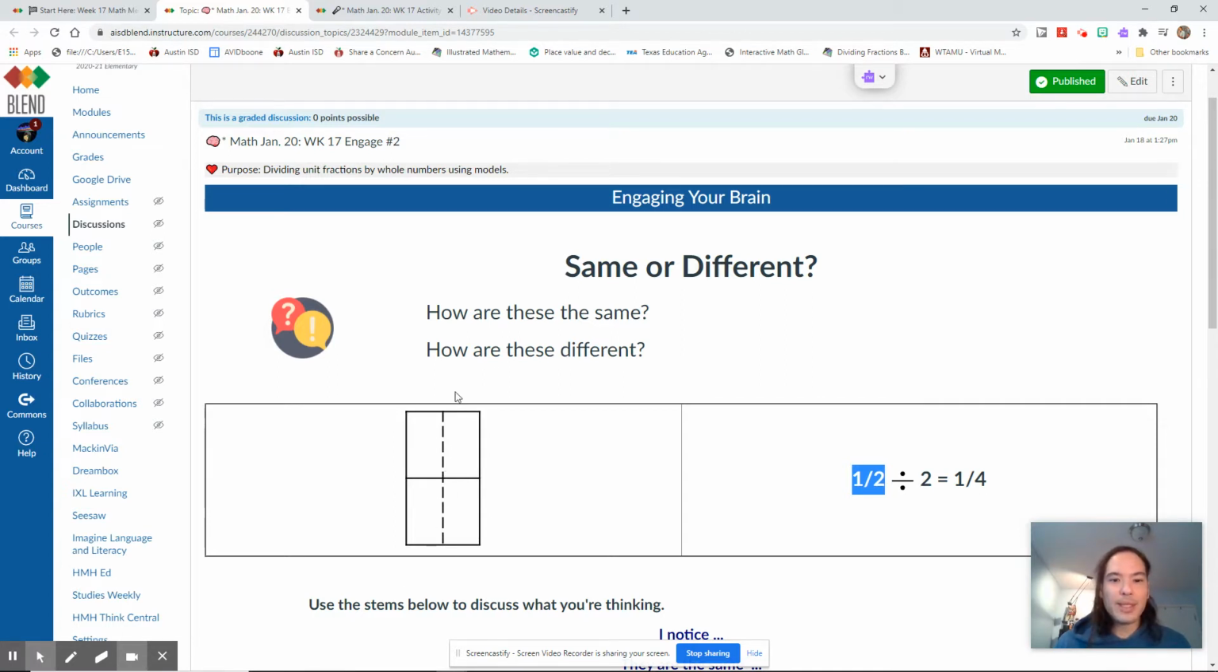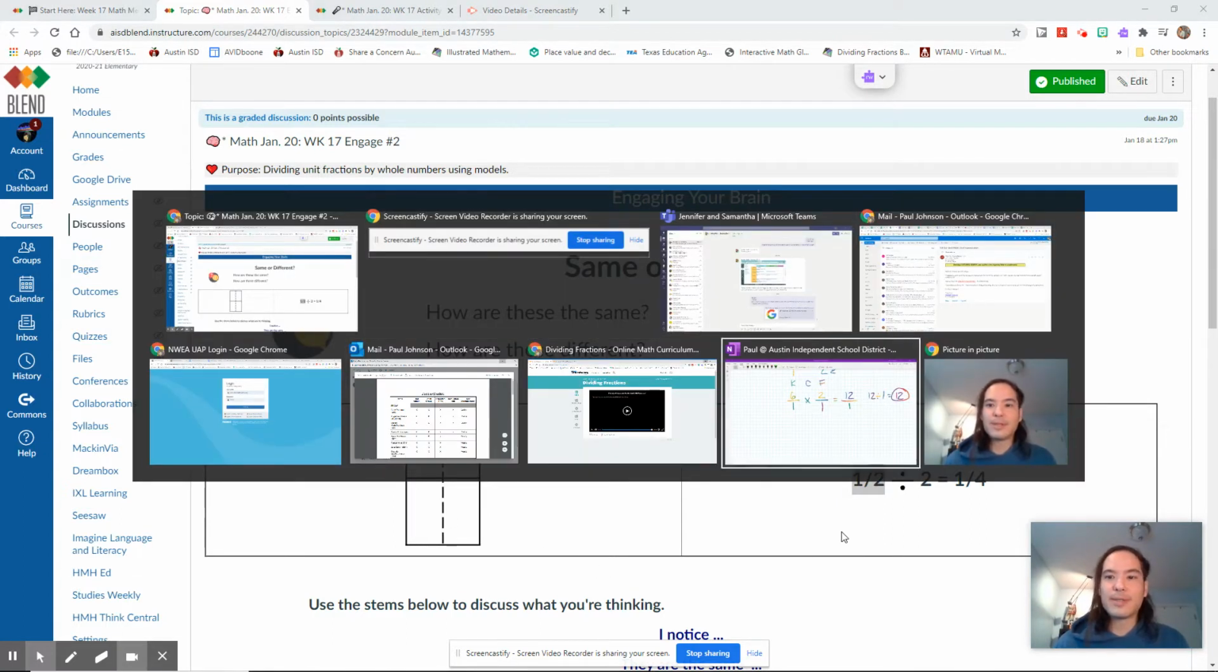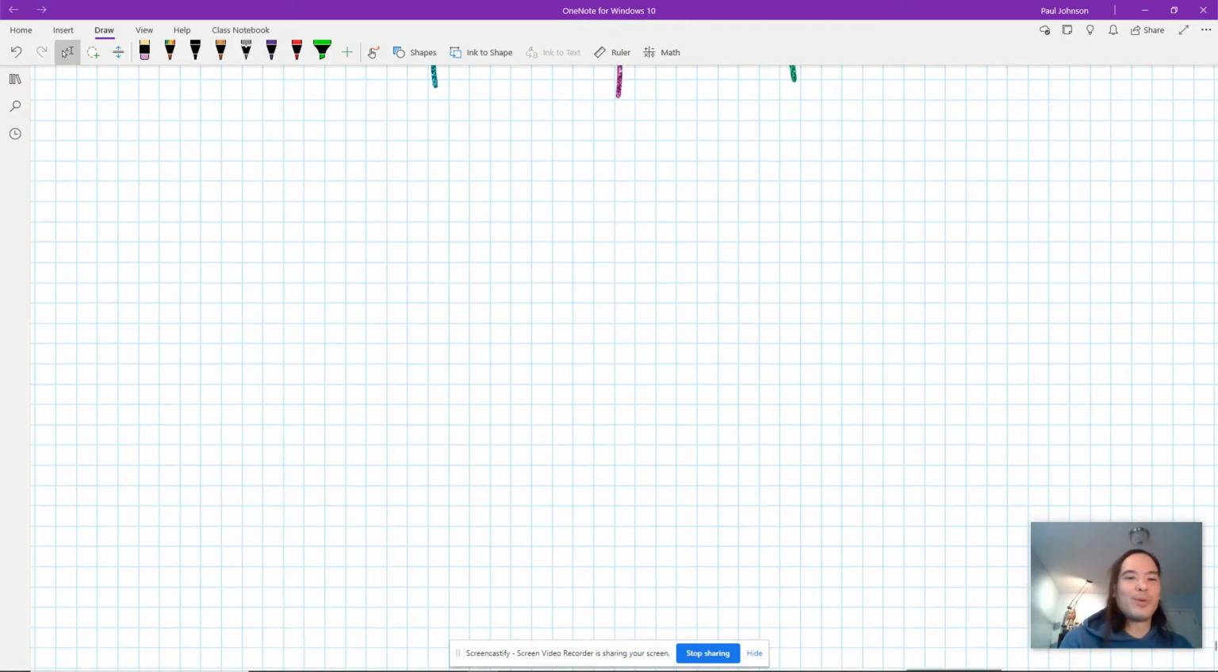Basically, this whole rectangle is one whole. And then it has this slice in the middle, which means this part is 1/2 and this part is 1/2. You know what? I'm going to draw this, because even I am confusing myself right now.